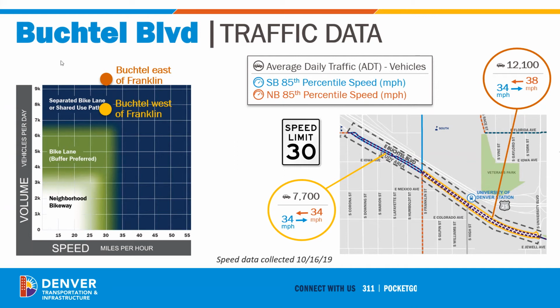And you can see on the right is the data that goes into the graph on the left. We have about 7,700 vehicles a day west of Franklin, and when we get east of Franklin, it jumps up to 12,100. Those speeds are also critical to us when we talk about safety, because the severity of a crash is much more impactful for someone at a higher speed. All that data was collected with 2 counts put down in October 2019.